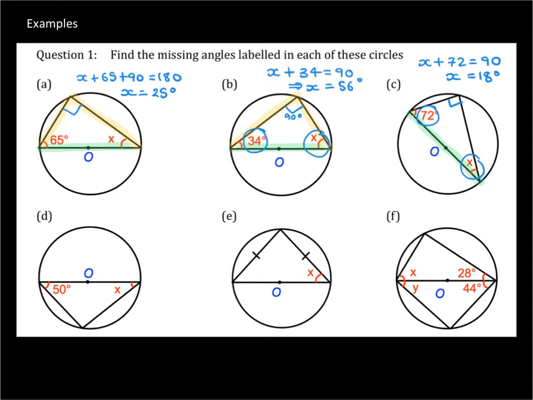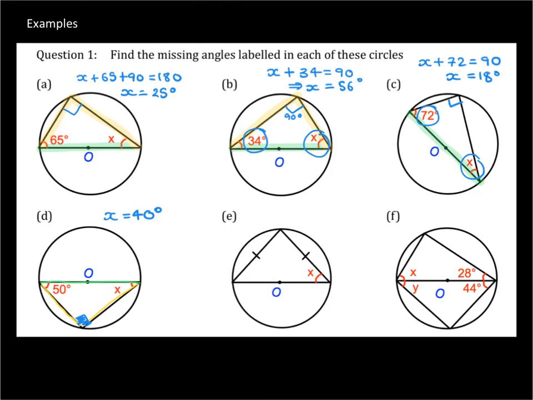Now, part D, let's have a go at that. So here's your diameter, and here is your triangle in the semicircle. So here's your angle in a semicircle, which is 90. Now from this one, I think we can probably straight away see that x just has to equal 40 degrees. So all three add up to 90.